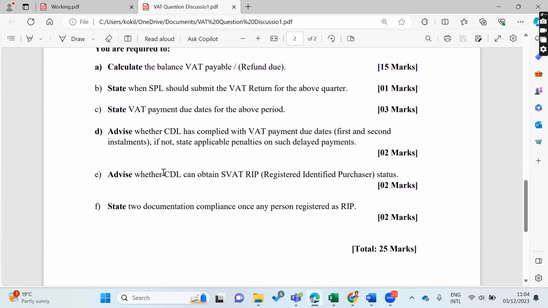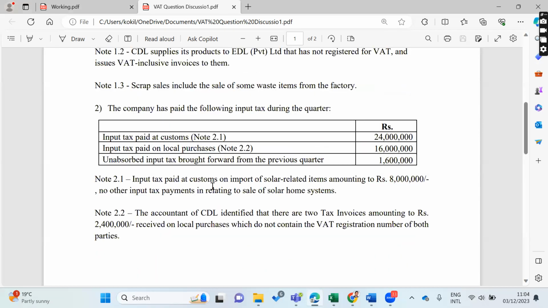Also, advise whether CDL can obtain SVAT registration status as RIP, registered identified purchaser. And state two documentation compliances once any person is registered as RIP. What are the documentation? Let's look at the detail.